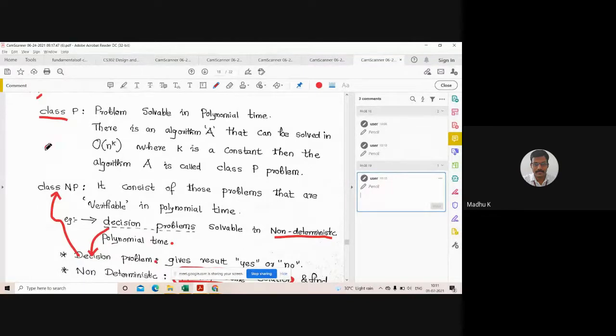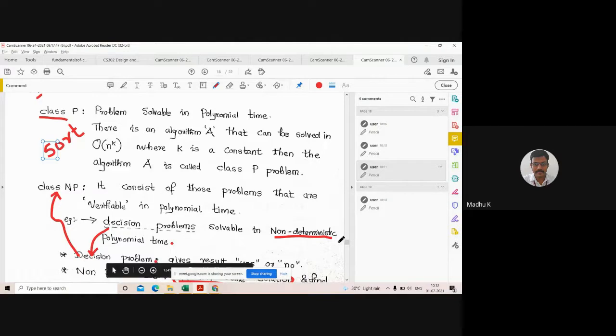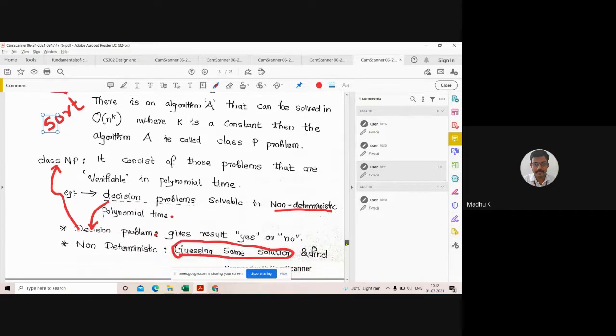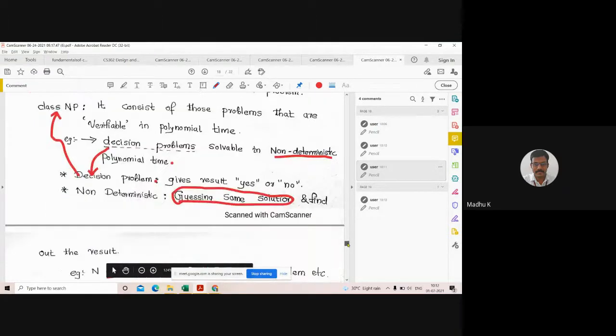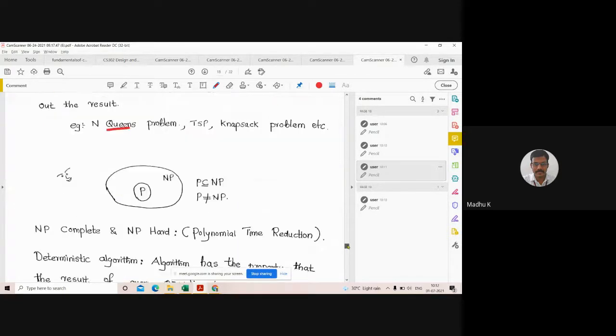For example, for class P, the best example you can think of is the sorting procedure. Sorting means there is a fixed procedure, and we will use that method to get the solution. But there is no guessing. So if you consider the class NP problems, these are decision problems solvable in non-deterministic polynomial time. And what is a decision problem? It gives yes or no. Non-deterministic means guessing some solution and finding out the result. Examples are the N-Queens problem and TSP.